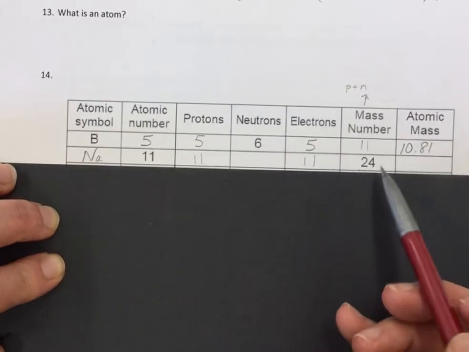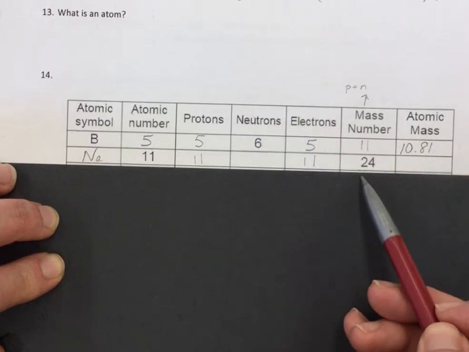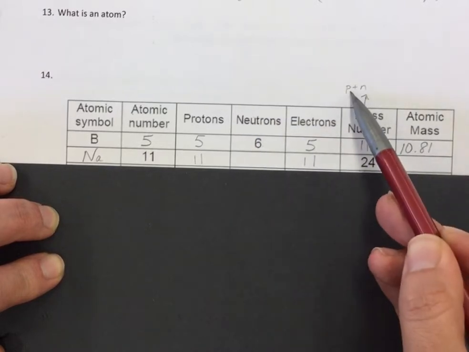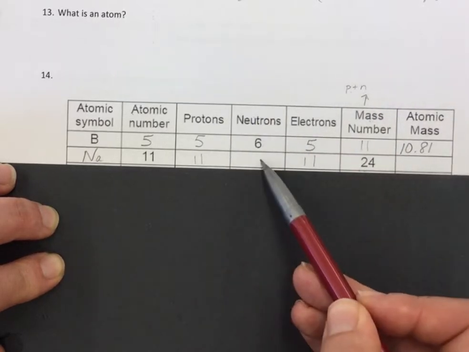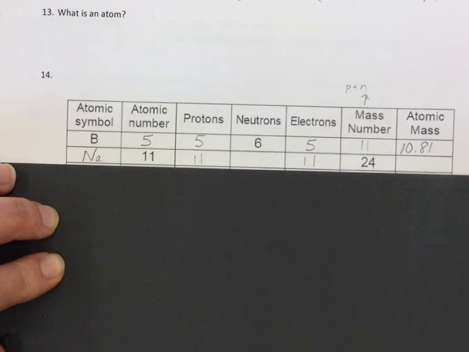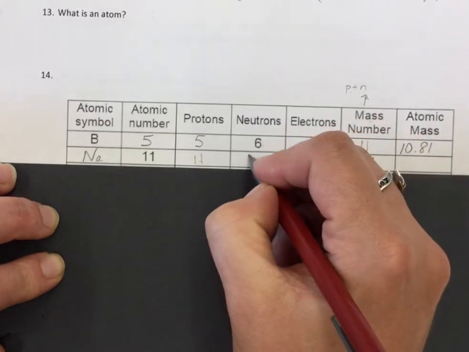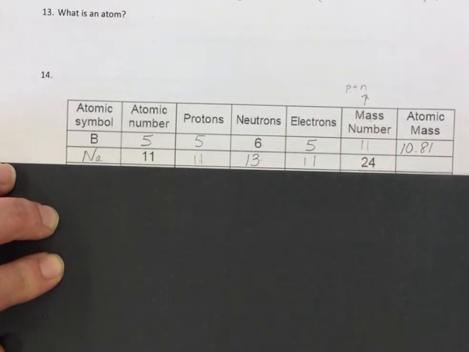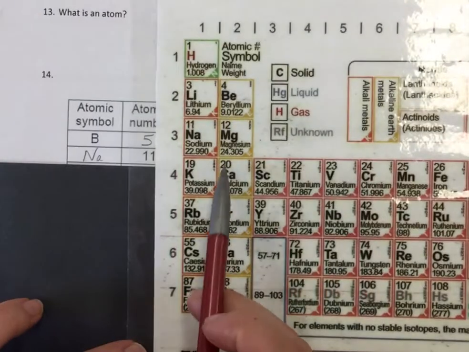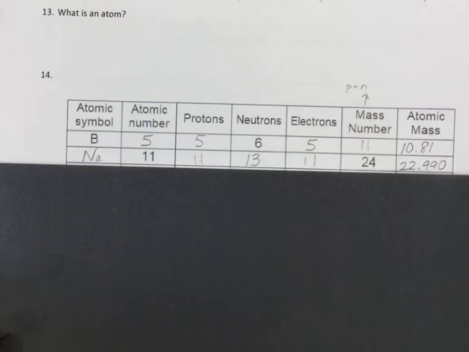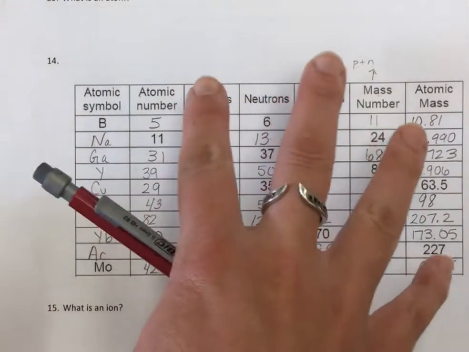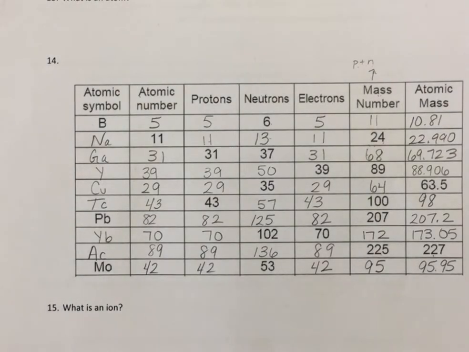To figure out neutrons, I'm going to have to take the mass number, which includes protons and neutrons, and subtract off those protons so I can solve for the neutrons. So 24 minus 11 gives me 13. And my atomic mass from the periodic table is 22.990. Then here are the rest of those answers, so you can check them.